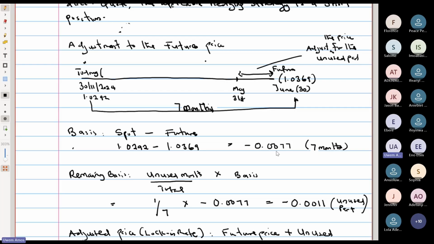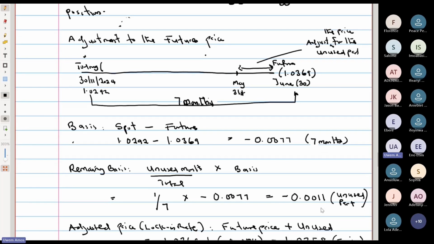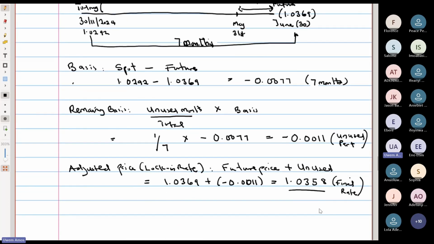But we're not going to wait for 7 months. We're only going to wait for 6 months, meaning that we have 1 month that we don't need out of the 7 months. So we need to determine the value of that 1 month so that we can adjust our price for it. So out of the 7 months, we would not need 1 month. So 1/7 of the total gives us 0.0011. With that, we can then adjust our price for this 1 month, which is the unused part.